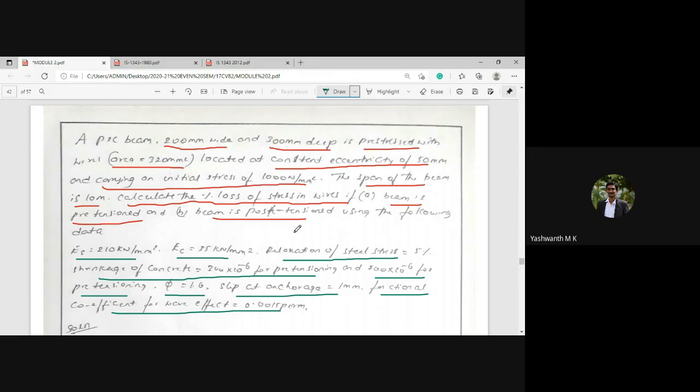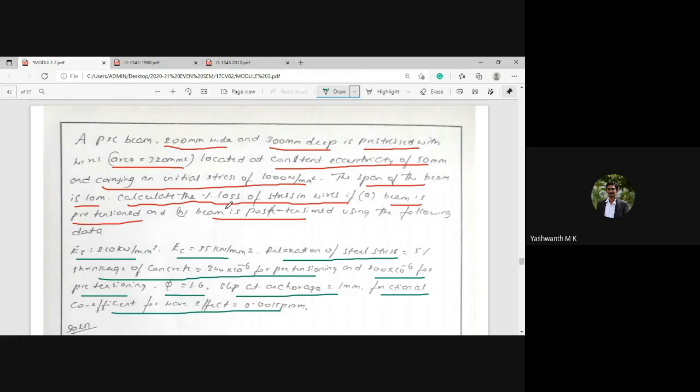So first thing, when they give the problem, the very important thing you need to observe here is the type of beam, whether it is a pre-tension beam or a post-tension beam. Why do we need to observe like this? Because the pre-tension beam will have different losses, and the post-tensioning beam will have different types of losses. So based upon the type of tensioning system or beam, we need to calculate the loss of pre-stress in a particular beam.